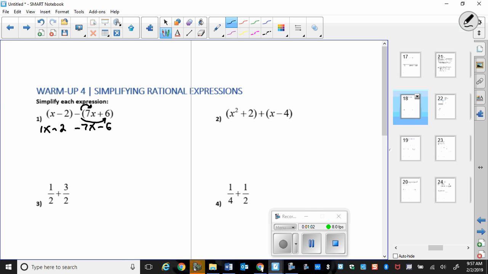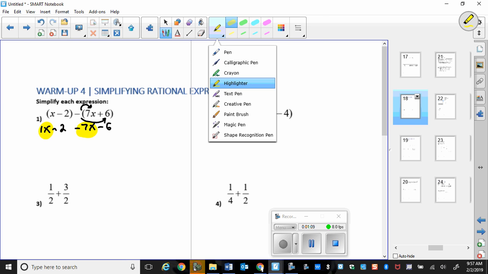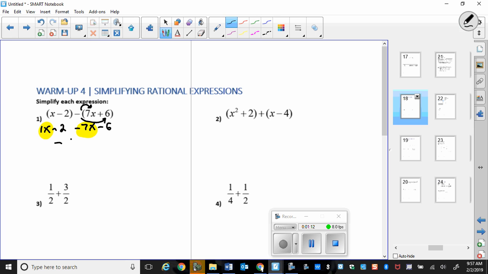I combine the like terms for this particular one, and 1x minus 6x's is negative 6x. Now, negative 2 minus 6 is negative 8. There is the answer. All right, you combine like terms. Similarly, in number 2, you combine like terms. Make sure you don't have to distribute any negatives. If it's positive, the parentheses just fall away.